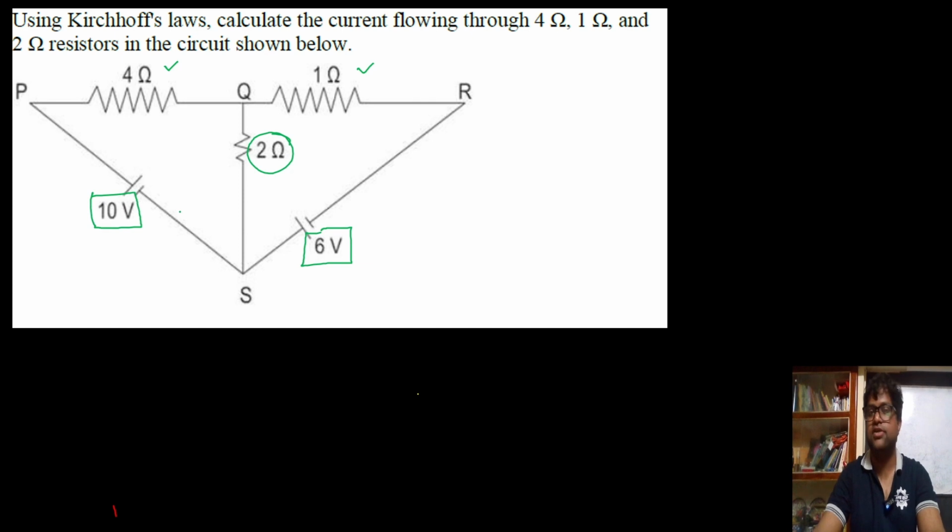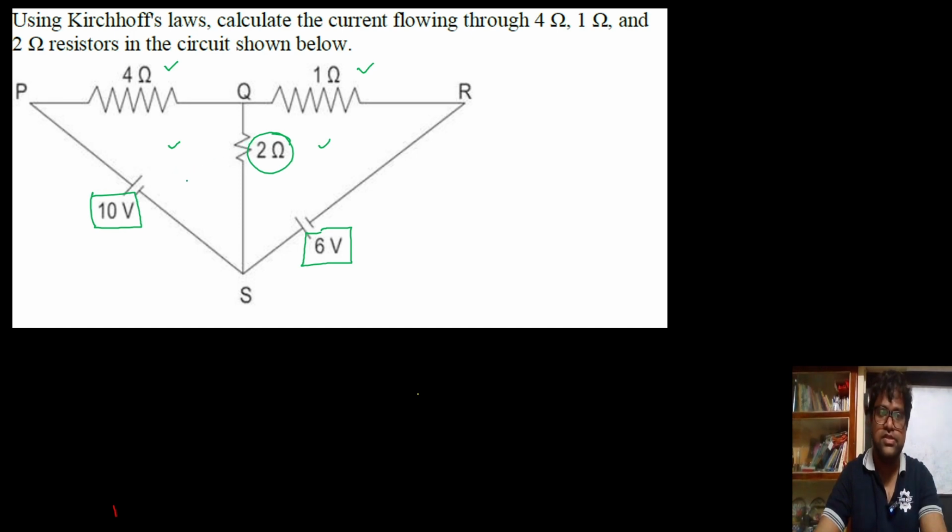And this question is from your sample paper, CBSE sample paper class 12. So you should practice this type of question for your board exam 2024. Now you can see the network. So we'll write the equations. You can proceed with any way the teacher has given you or the rule you remember.